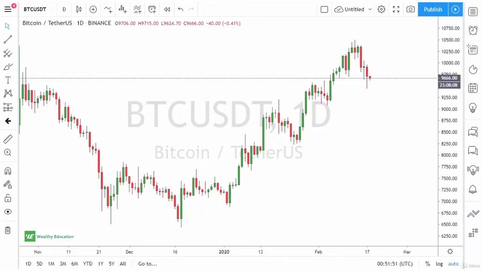How to trade exponential moving averages. A moving average is one of the most common indicators that you will see in technical analysis. And a moving average looks basically like this. It's a squiggly line that goes up and down.